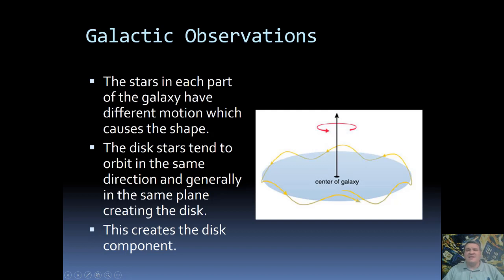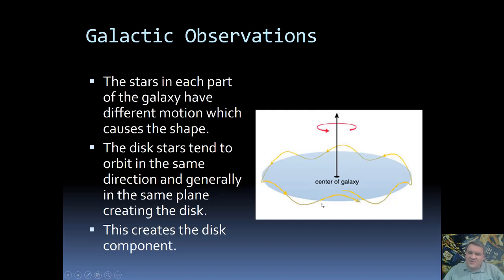Now, not only do we see a difference in the type of stars in the different regions of the galaxy, we also find different motions to those stars. The stars actually are moving throughout the galaxy. Out in the disk, these stars are orbiting around the center of the galaxy. They generally move in the same direction and in generally the same plane, which is why that disk is so narrow and wide. Okay, all those stars moving in a nice, nearly circular pattern.